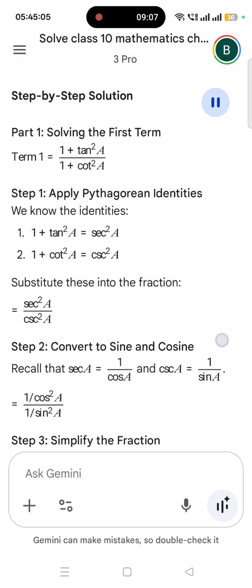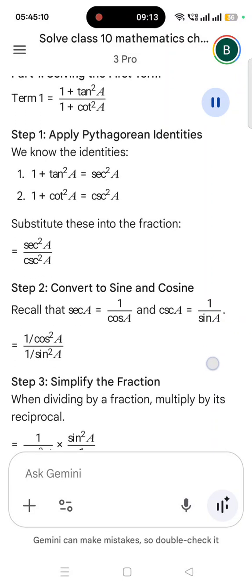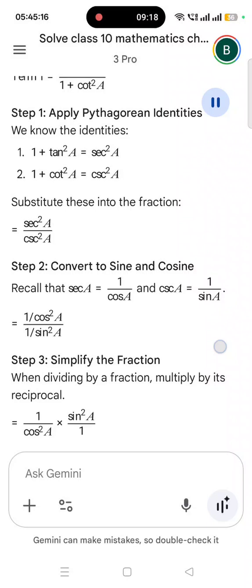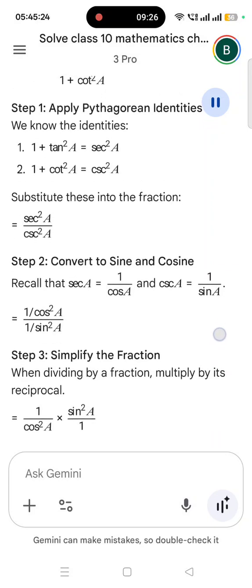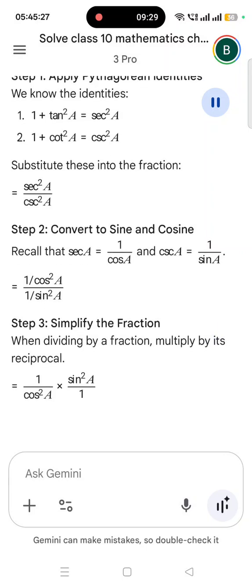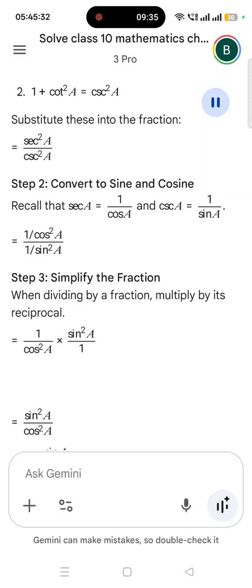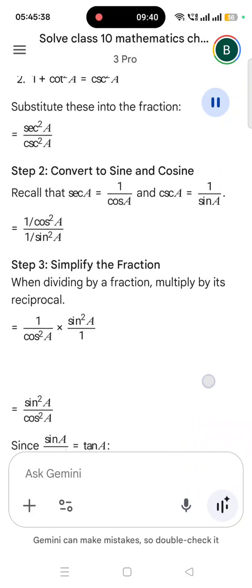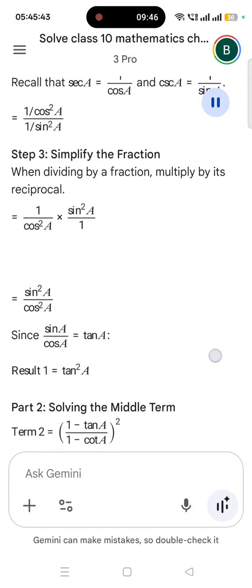Step-by-step solution. Part 1: solving the first term. Step 1. Apply Pythagorean identities. We know the identities: 1 plus tan squared A equals sec squared A, and 1 plus cot squared A equals cosec squared A. Substitute these into the fraction. Step 2. Convert to sin and cos. Recall that sec A equals 1 over cos A and cosec A equals 1 over sin A. Step 3. Simplify the fraction. When dividing by a fraction, multiply by its reciprocal. Since sin A over cos A equals tan A.